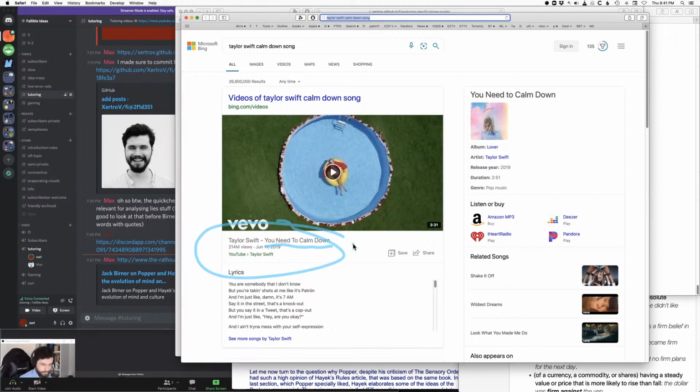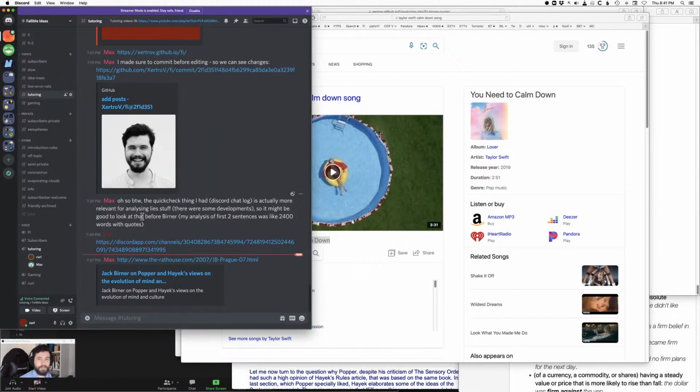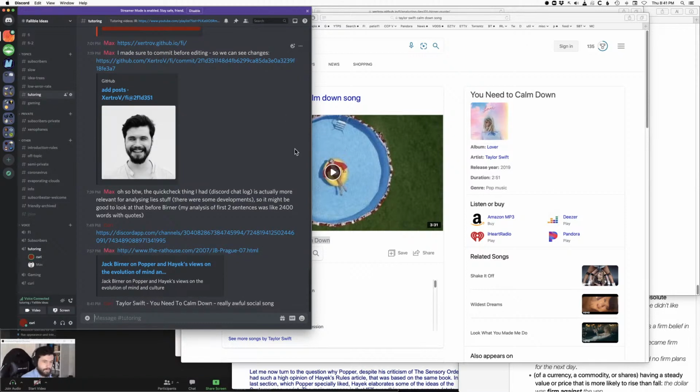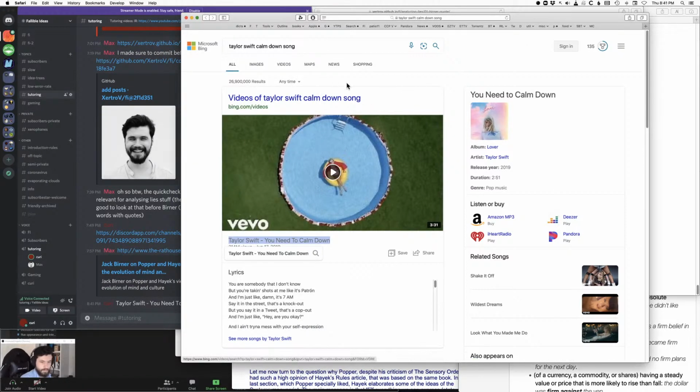I really dislike this song. I forget if I analyzed it or not, but this song is awful. I don't know much Taylor Swift, so I don't think I've heard it. Where's my VS Code gone? I'm just gonna make a bit of a list of stuff. And so if you want a social song, this is my anti-recommendation.